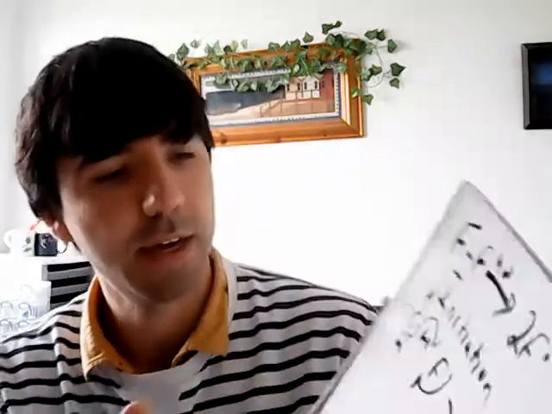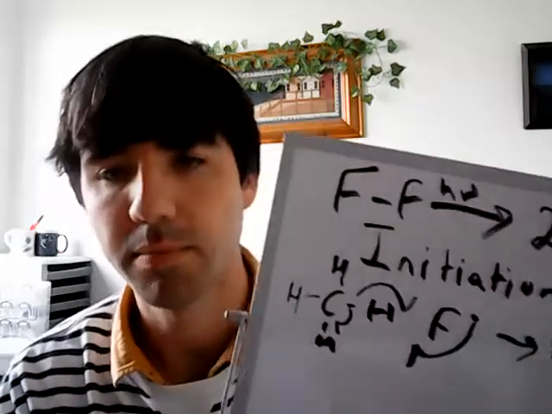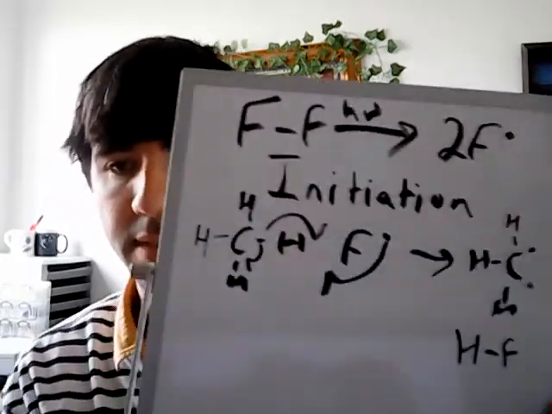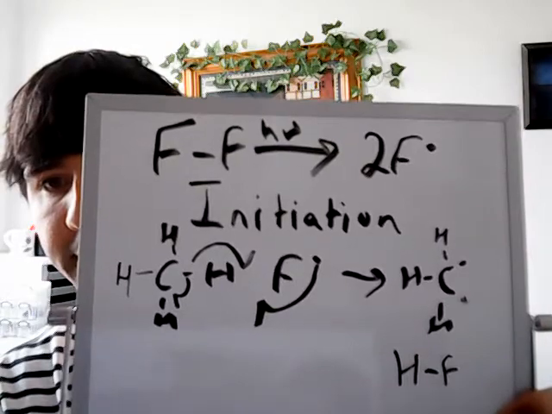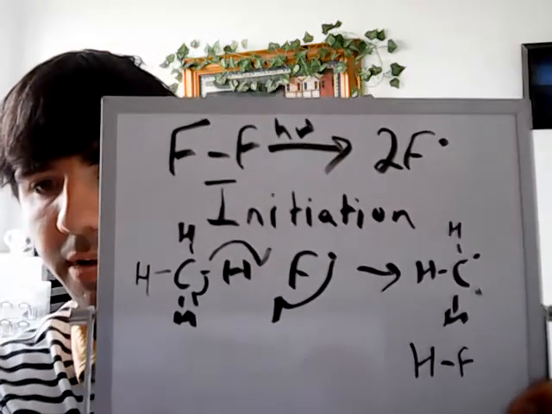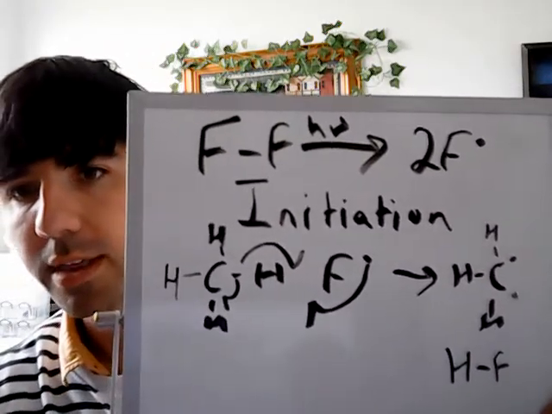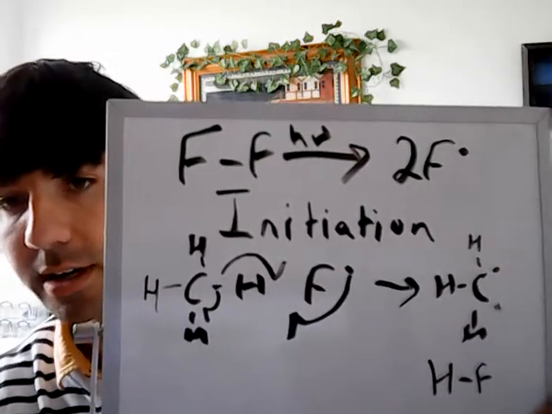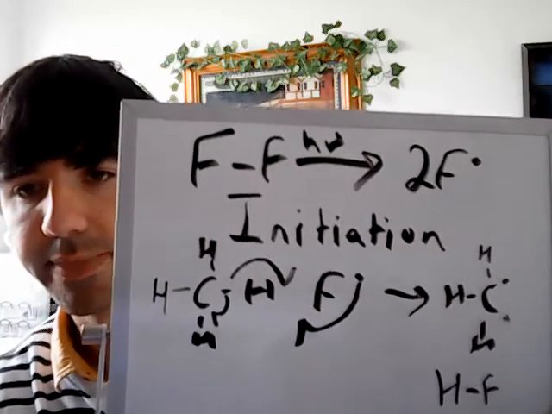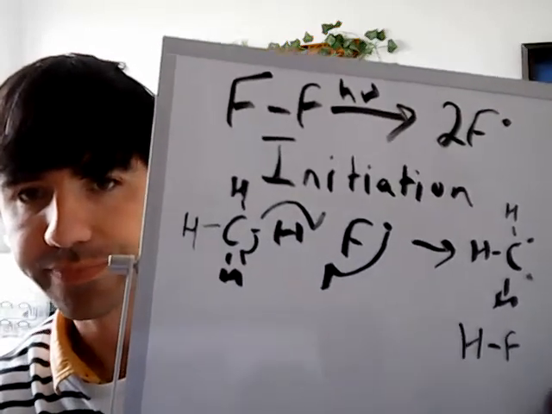As a result, we have formed two products. We have one methyl radical and one hydrogen fluoride molecule. Please take note though that we had one radical at the start, we now have one radical at the end. So we've still got a radical. Okay?